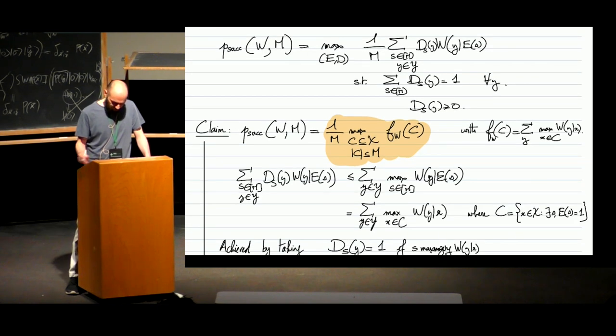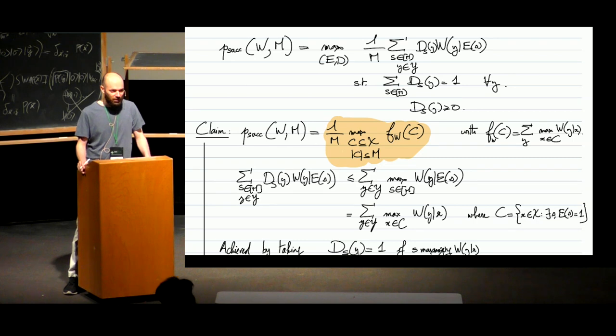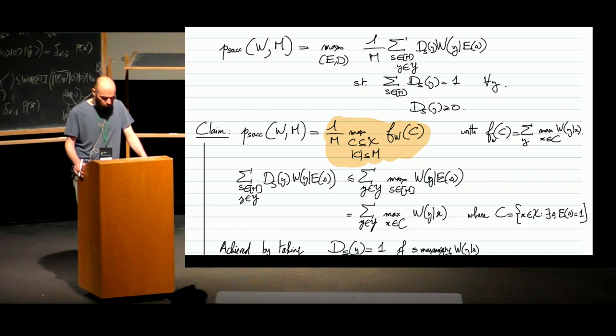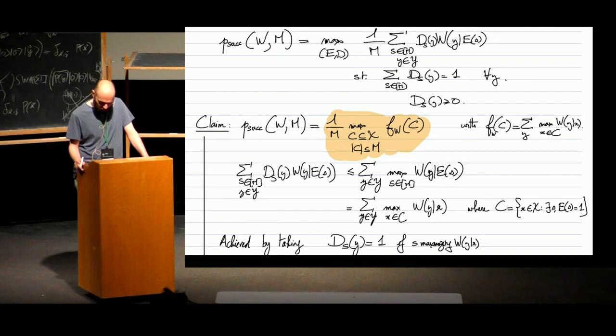It is very simple to rewrite this expression as a more combinatorial problem, where the objects I'm optimizing over are sets. I can rewrite it as a maximum over subsets of the inputs of the channel, with size bounded by M. This is the code C, which I defined in the last lecture. I want the C which optimizes a function f_W of C. What is the definition of f_W of C? It is the sum over all channel outputs Y of, for each output, the input in the code, in the subset, such that W of Y given X is the largest.